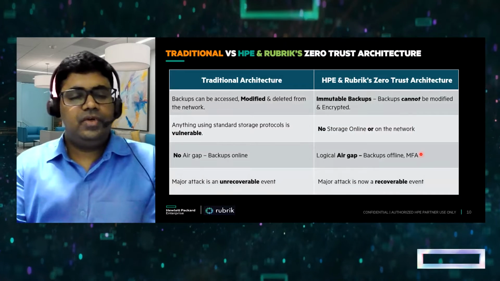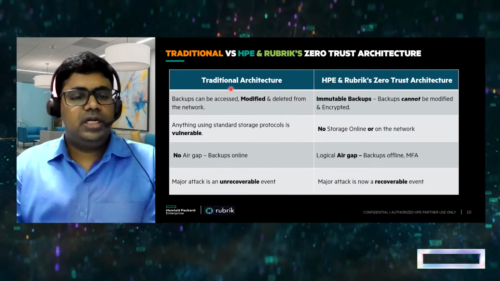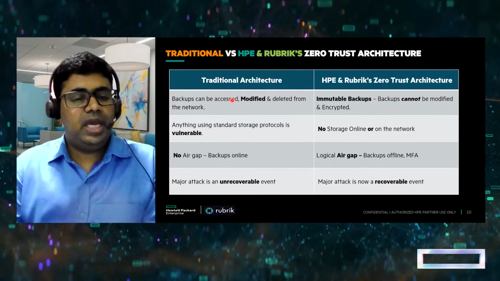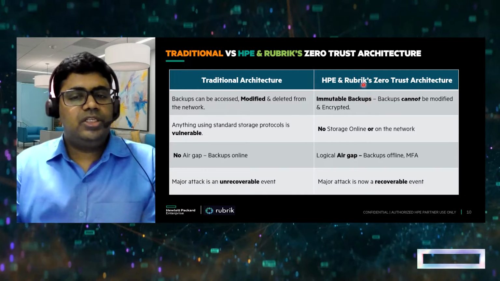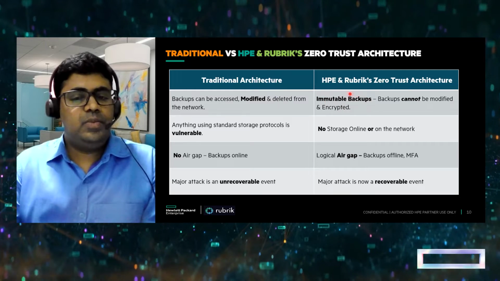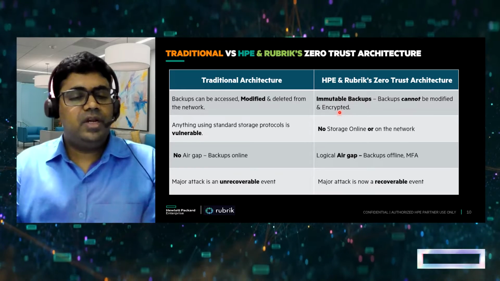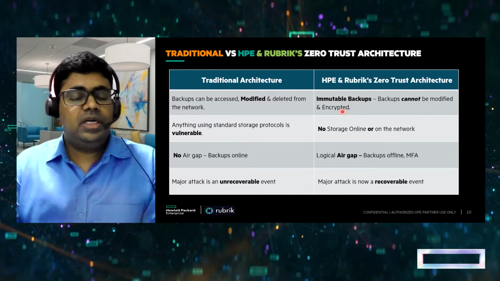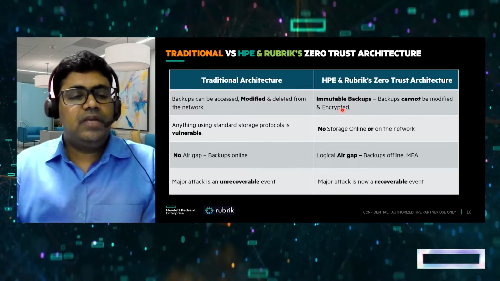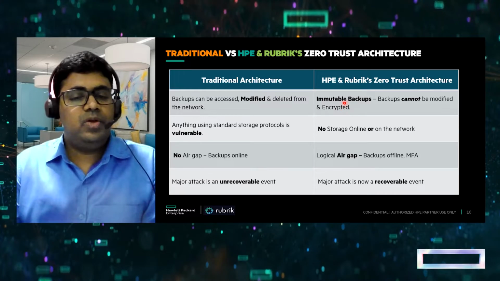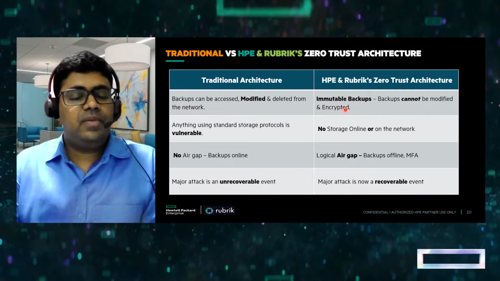And traditional versus HPE Rubrik zero trust architecture, there are main key differences. Normally in the traditional architecture, as I mentioned, backups can be accessed and also modified or deleted from the network. But when it comes to the HPE Rubrik zero trust architecture, it is an immutable backup. That means backups cannot be modified, and even cannot be encrypted. In general, when ransomware attacks any of our production workloads, immediately it will encrypt the data. But if you are using immutable-capable backups, they cannot be encrypted. That means it's protected from ransomware.